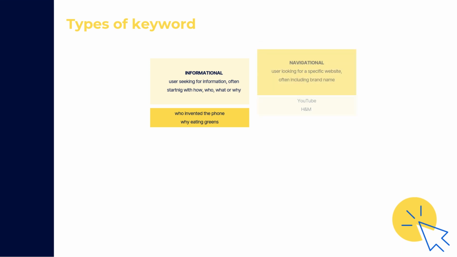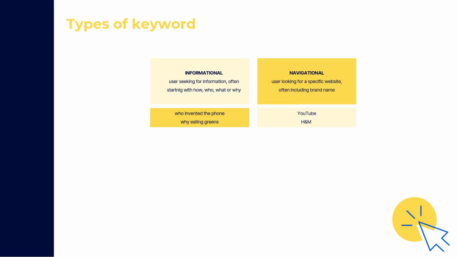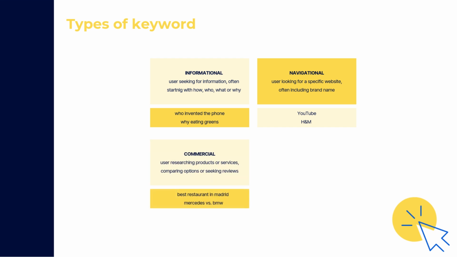Next up are navigational keywords. These are for when someone knows exactly where they want to go. Like typing YouTube into Google instead of just using the app. It's like searching for a specific address when you already know the place. Then we have commercial keywords. This is where things get interesting. People using these keywords compare options: best smartphone or Mercedes versus BMW. They're shopping around, weighing their choices, and getting closer to making a decision.